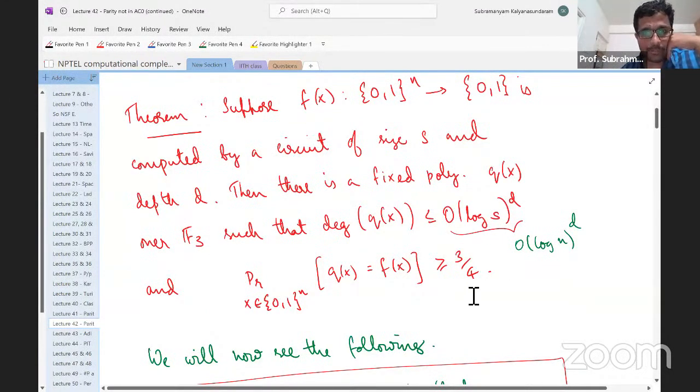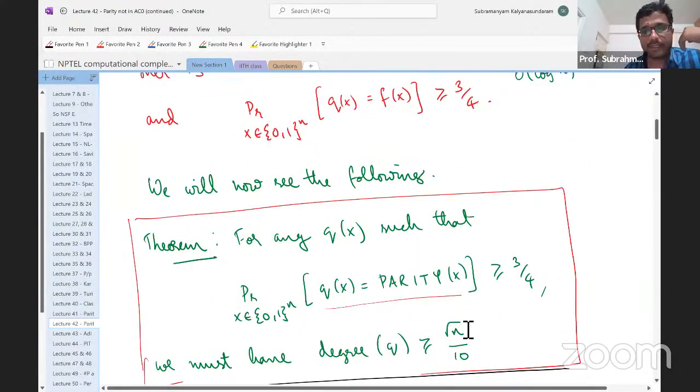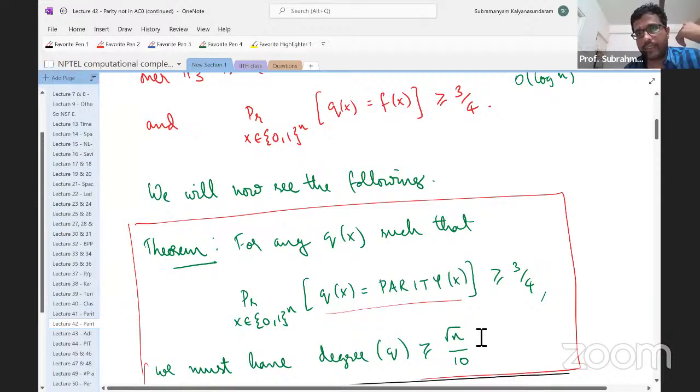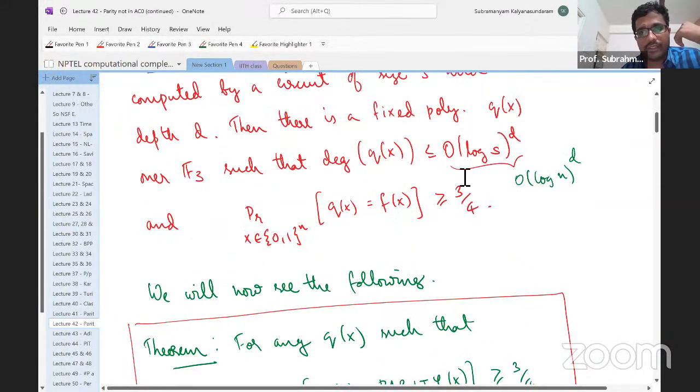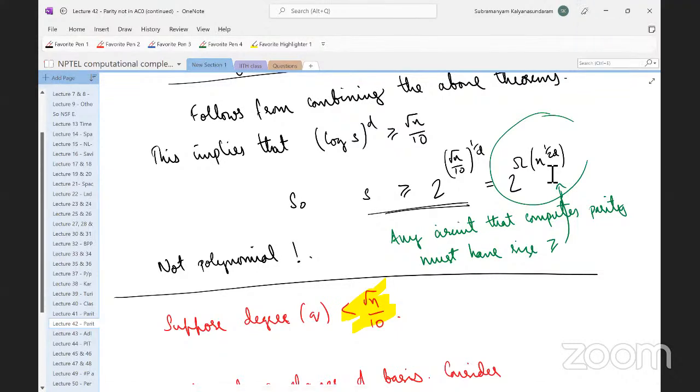Now if you have to match these two things, any such polynomial has to be of degree square root n by 10. If you fit square root n by 10 here, what we get is that O(log S) whole power D is greater than square root n by 10. I will run the math here, which gives you that the size should be at least 2 to the power of this thing, which is not polynomial size. So this is the high level picture.